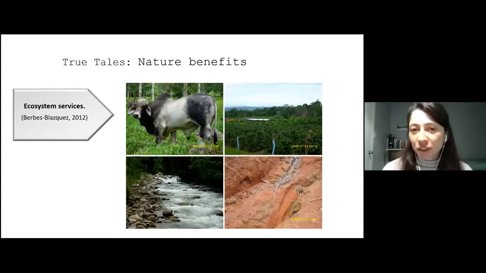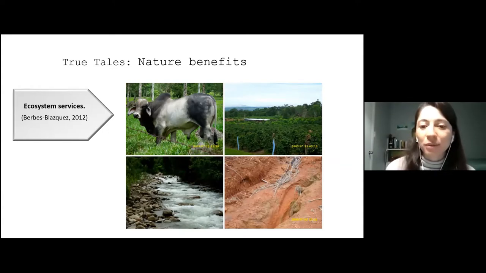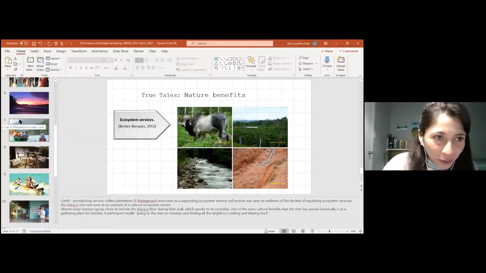Different types of nature benefits that people may have, and here are some pictures. For example, this is in Costa Rica, and this was research on ecosystem services, so how people benefit from nature in different ways: cattle and coffee plantations as a source of income, but also livelihoods. There was also a river and a volcano that show the recreational aspect of nature for people. And if I have time, I'll just show a few more pictures.